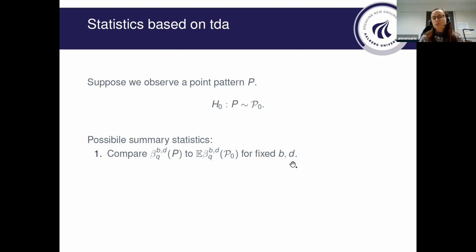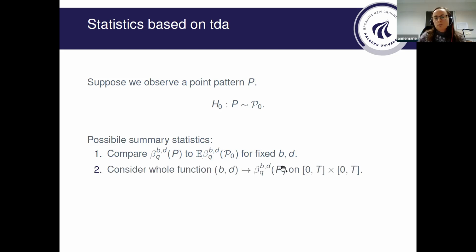So then you would have to come up with, in advance before you do your analysis, a good choice of B, D that tells you the thing you're interested in about your point pattern. It's not obvious how to choose them in advance. And also it may not really be the thing you're interested in. Like if there's a specific part of your persistence diagram that you think captures the information, then you want to look at that somehow. So you could try other things.